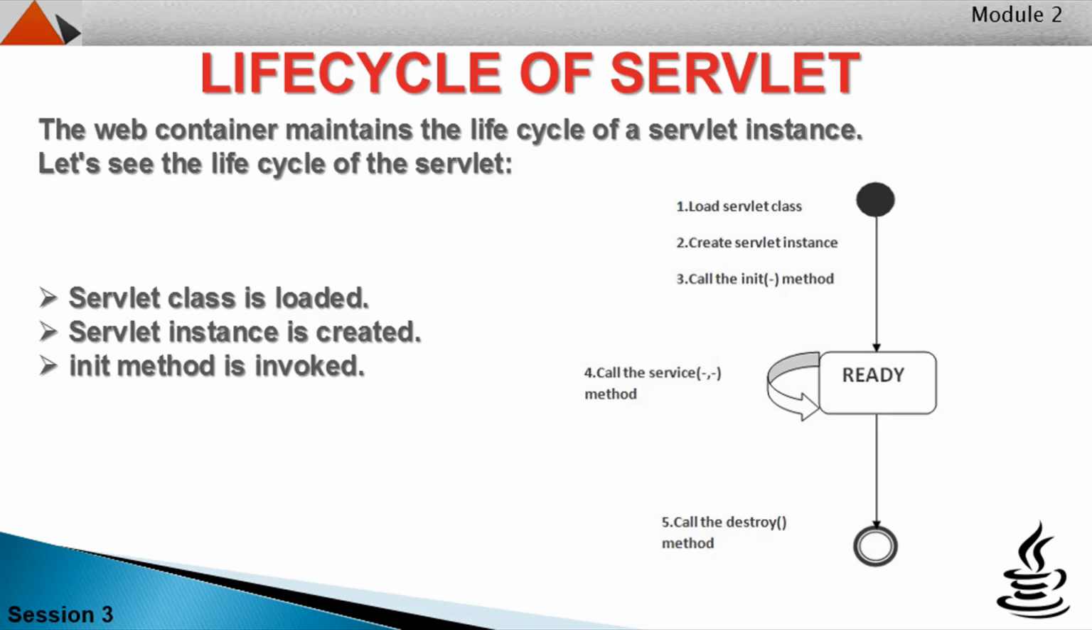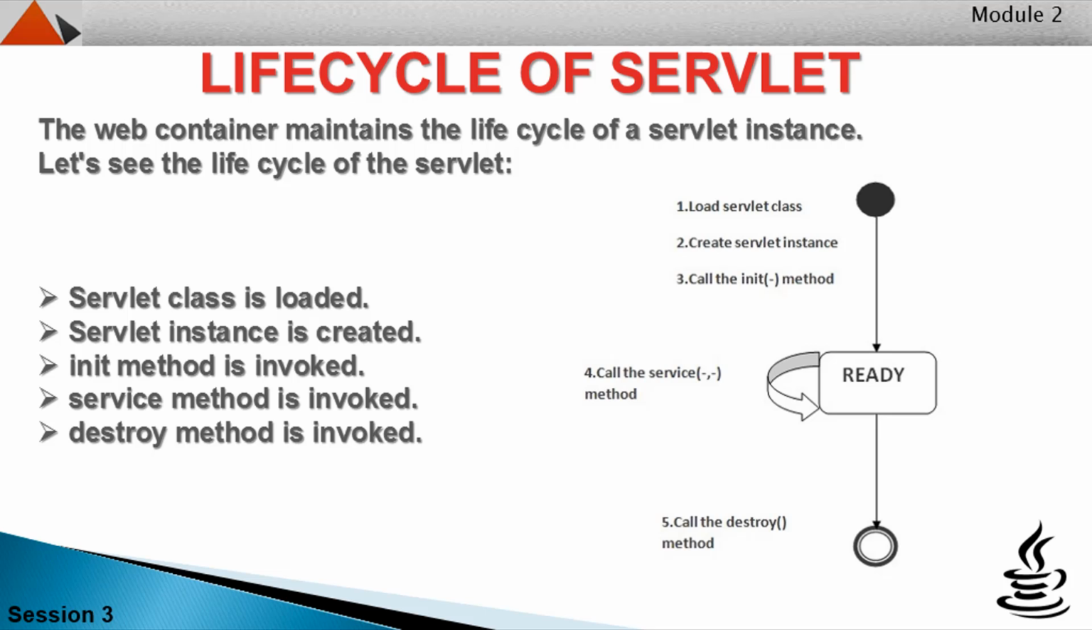Init method is invoked. The web container calls the init method only once after creating the servlet instance. The init method is used to initialize the servlet. It is the life cycle method of the javax.servlet.Servlet interface. Service method is invoked. The web container calls the service method each time a request for the servlet is received. If the servlet is not initialized, it follows the first three steps as described above, then calls the service method. If the servlet is initialized, it calls the service method. Notice that the servlet is initialized only once.